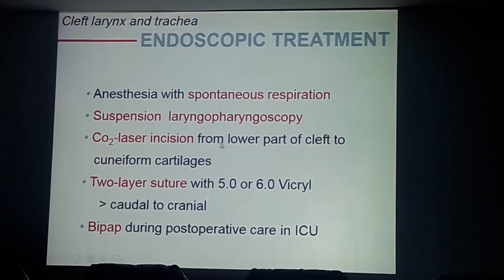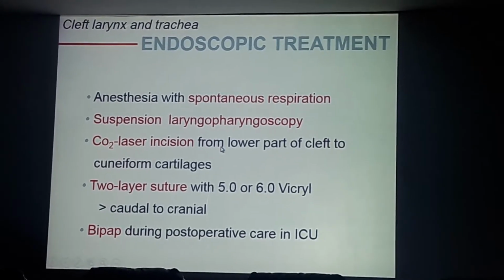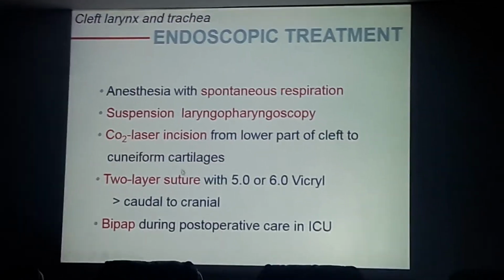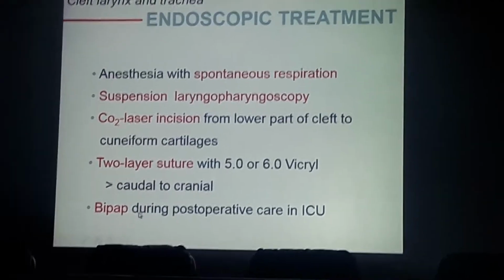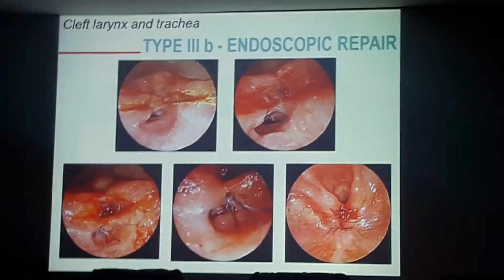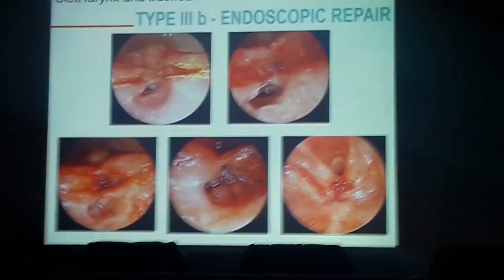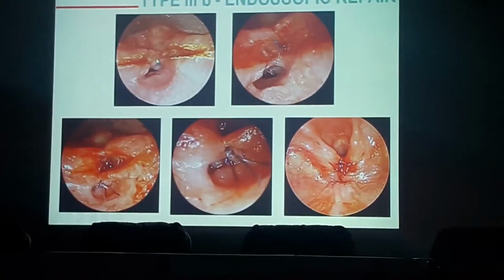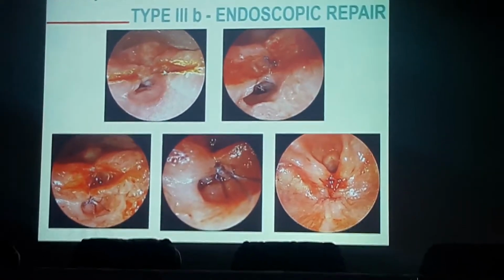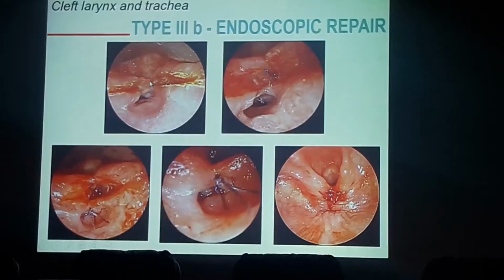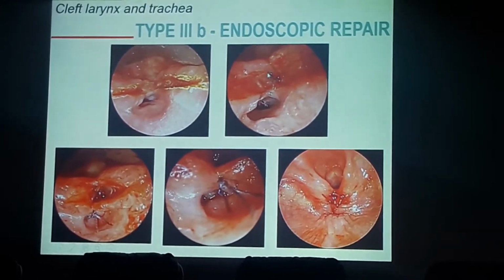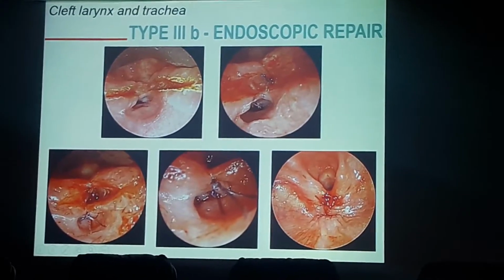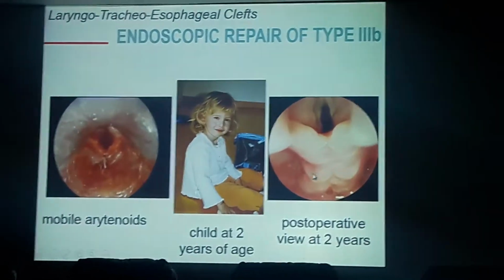the CO2 laser, and then from the lowermost part of the cleft, we will start coming up on either side till the cuneiform cartilages, and then we will throw a couple of sutures to close them. We will use non-invasive ventilatory techniques in these patients. So we have the exposure of the cleft. We use the laser starting from the most distal part, coming up on either side till the cuneiform cartilages on the other side. We start suturing them in 2 layers, and you end up having a pretty good result.